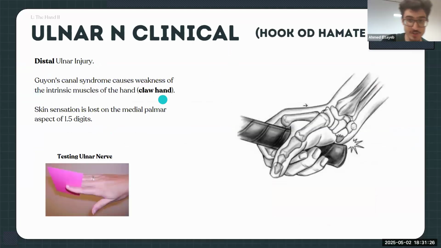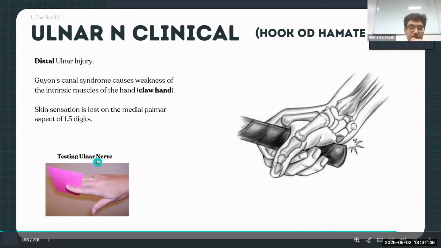And the distal injury is the hook of hamate fracture. So it's going to affect the ulnar nerve because it's passing near it. And you're going to have claw hand as well. But it's not as severe. You're not going to have the weakness of flexion. You're going to have the radial deviation and so forth.